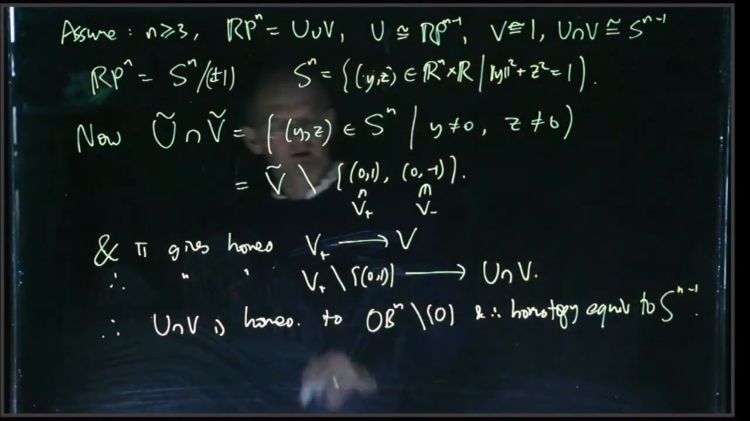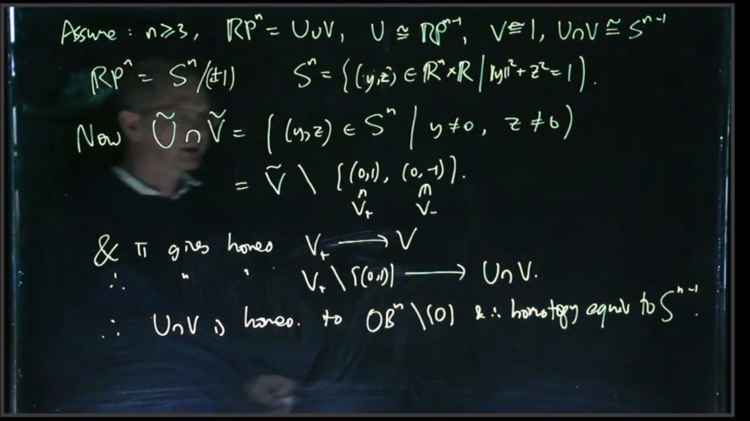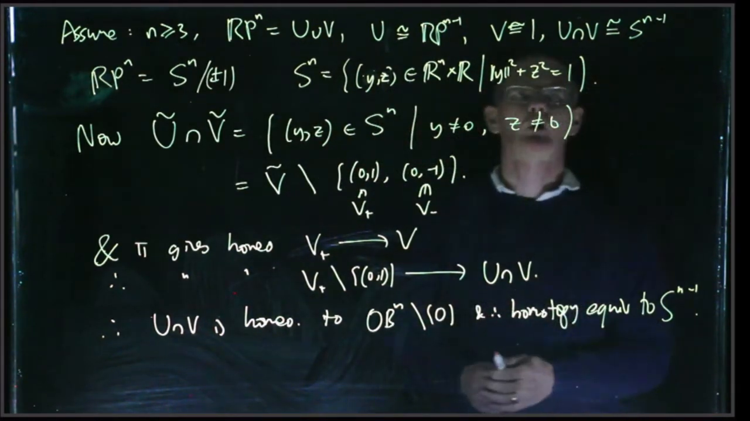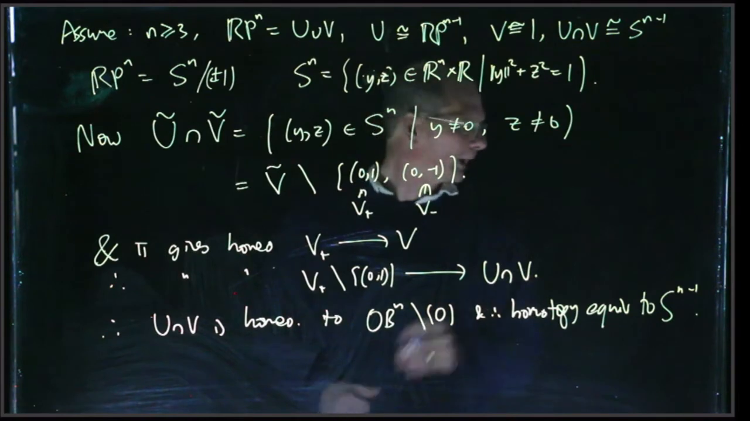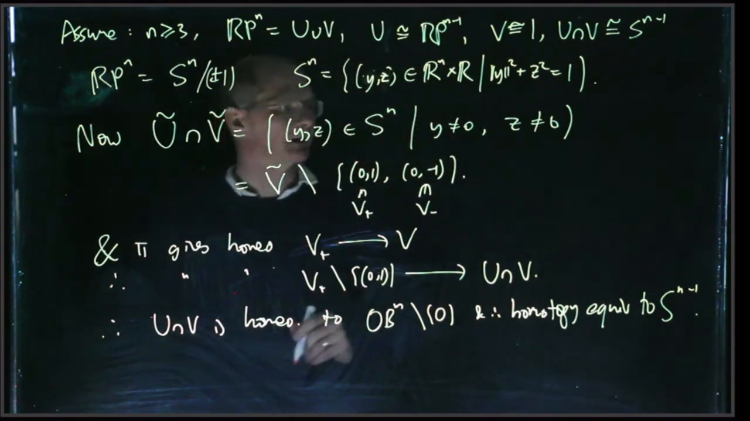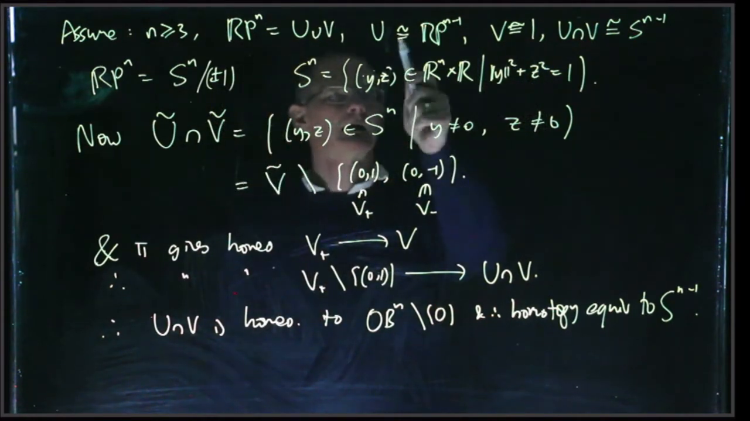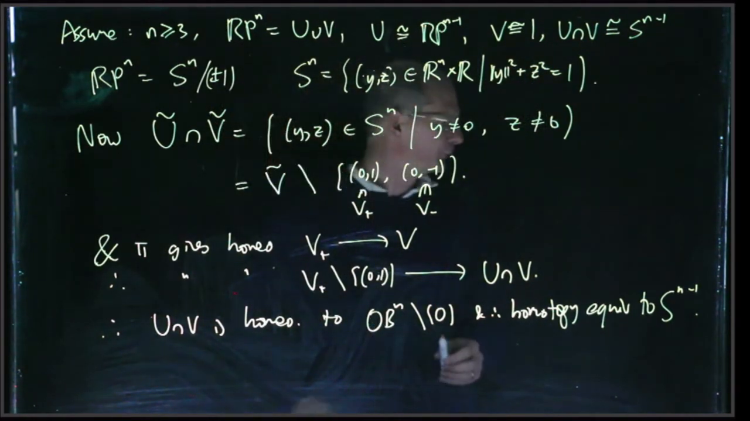But this thing here, you take the open ball in Rn, remove a point, what you get is just going to be homotopy equivalent to Sn minus 1. You've seen that sort of argument a bunch of times. Okay, so that deals with U intersect V, but we still need to understand U.